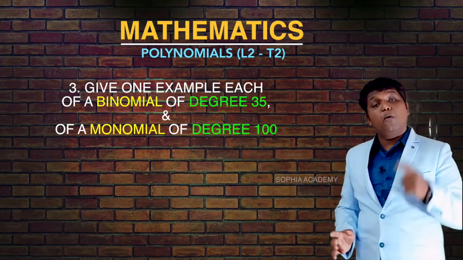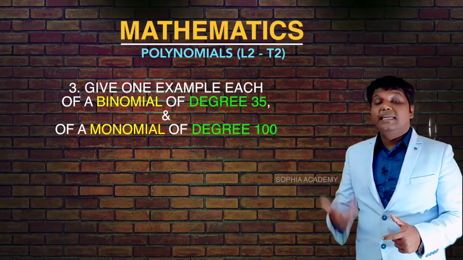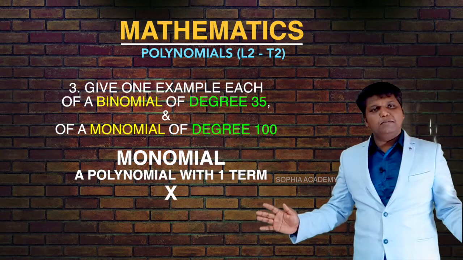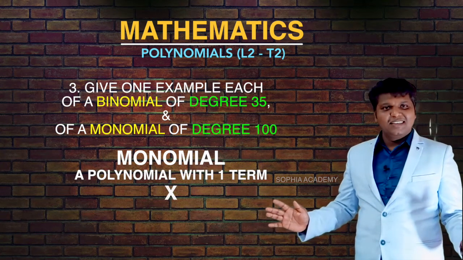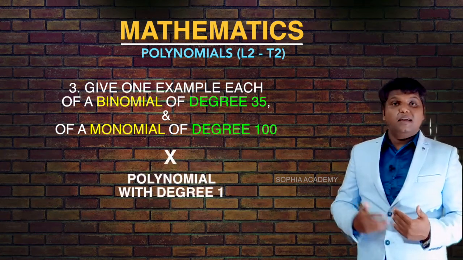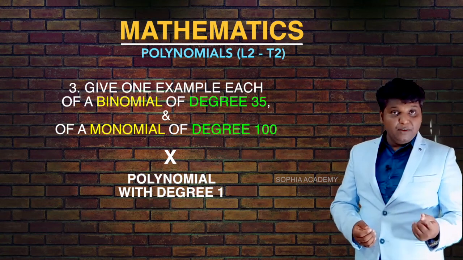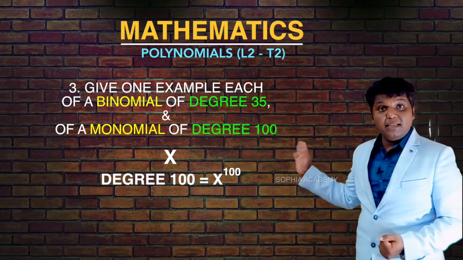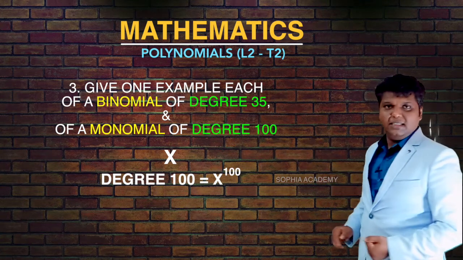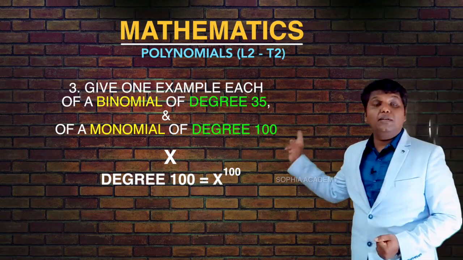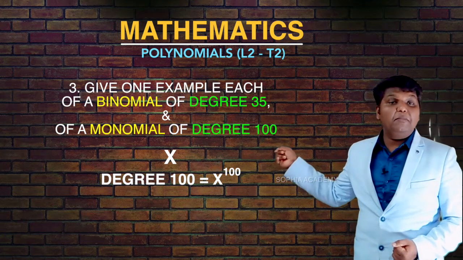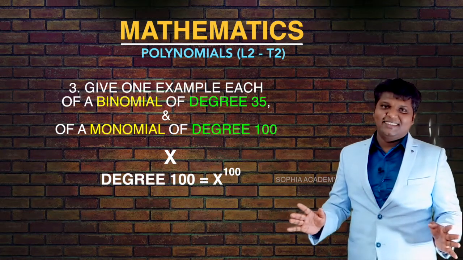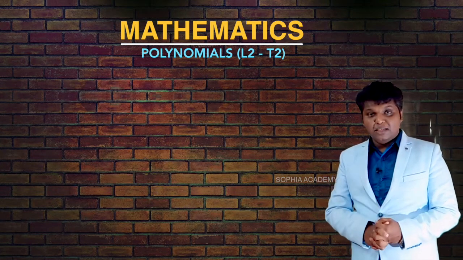What is the second question along with that one? You have to find a monomial with degree 100. Simply say a monomial, x. A simple monomial, x, right? What about the degree of x? It is 1. What we have to make? We have to make it 100. So tell me, how will we write? x raised to the power 100. Now the degree of this monomial became 100. It's a monomial and the degree became 100. That's it.